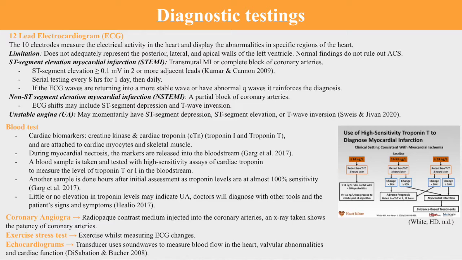A repeat sample is done hours after initial assessment, as troponin levels are at almost 100% sensitivity. The diagnostic cutoff for troponin T is greater than 14 ng per liter, with a 50% or more grade change in a test done 3 to 6 hours after initial assessment. If there is no or little elevation in troponin levels, but the patient is experiencing symptoms of angina, it may be unstable angina. However, the doctors will make this diagnosis alongside history and other signs and symptoms.